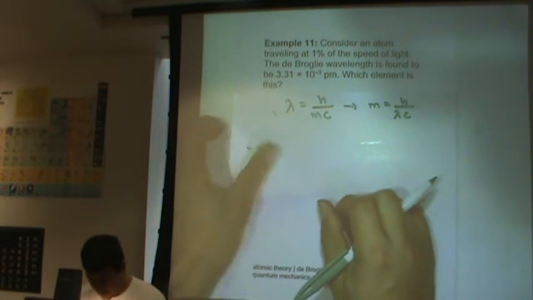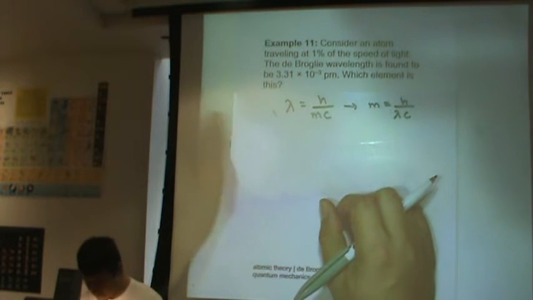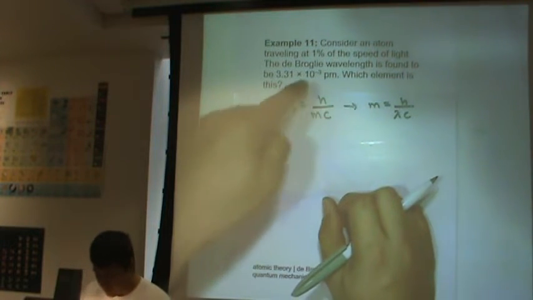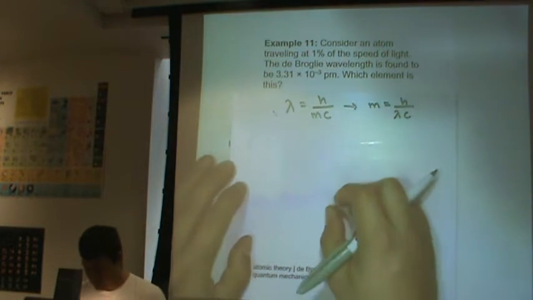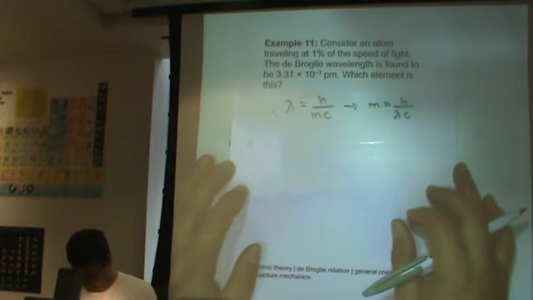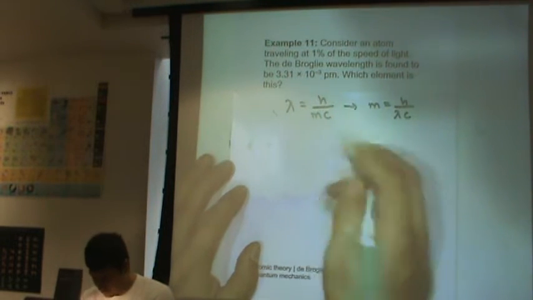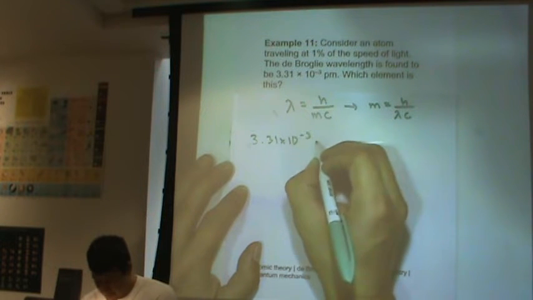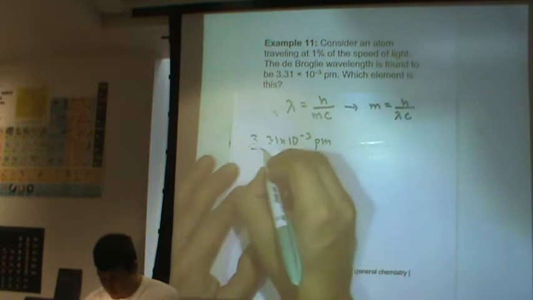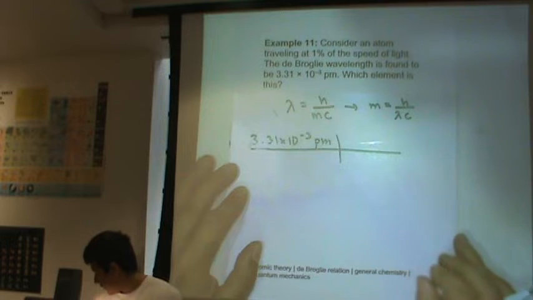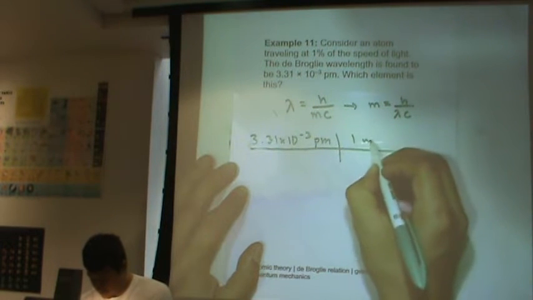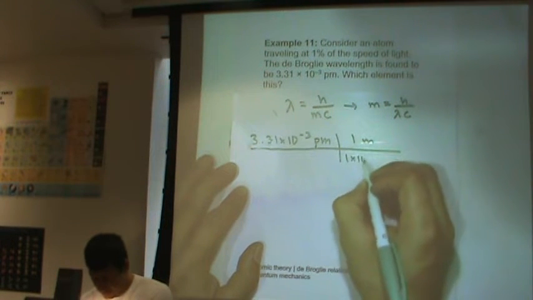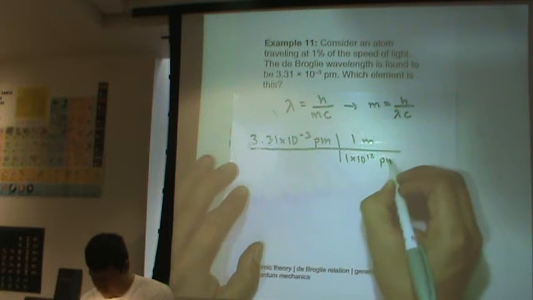Let me convert the picometers to meters. Our units have to be in meters in order for the units to cancel out properly. So I'm going to convert 3.31 times 10 to the negative 3rd picometers to meters. In 1 meter, there are 1 times 10 to the 12th picometers.